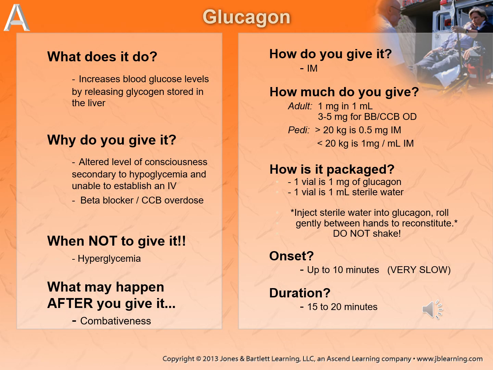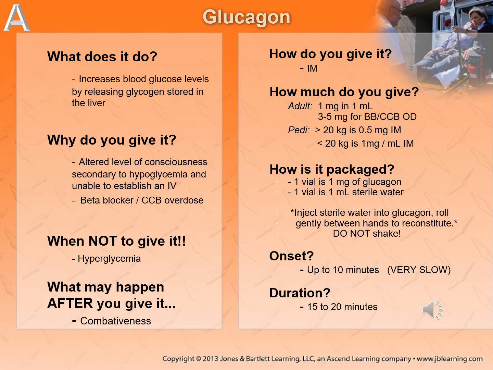Glucagon. Glucagon can be given at the advanced level as well as a paramedic. So this is your Hail Mary treatment for hypoglycemia. This is a hormone secreted in the pancreas. The patient needs to have stored supplies of glycogen or it will not work. We can also give it for beta blocker or calcium channel blocker overdoses. We should not give it to these patients if they are hyperglycemic. Again, glucagon is to dump the stores of glycogen that they have in their system. So if they're already hyperglycemic, you don't want to release more.